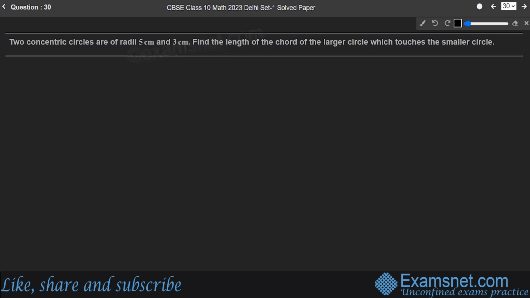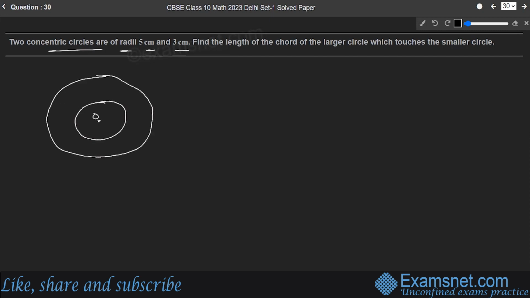Now, in question number 30, they say two concentric circles are of radii 5 centimeter and 3 centimeter. So let us draw the two concentric circles first with the radii as given. Let us have the small circle with radius 3 centimeter and a bigger circle of radius 5 centimeter. Let us have the center common as O, and this is the small radius of 3 centimeter, and this is the bigger radius.